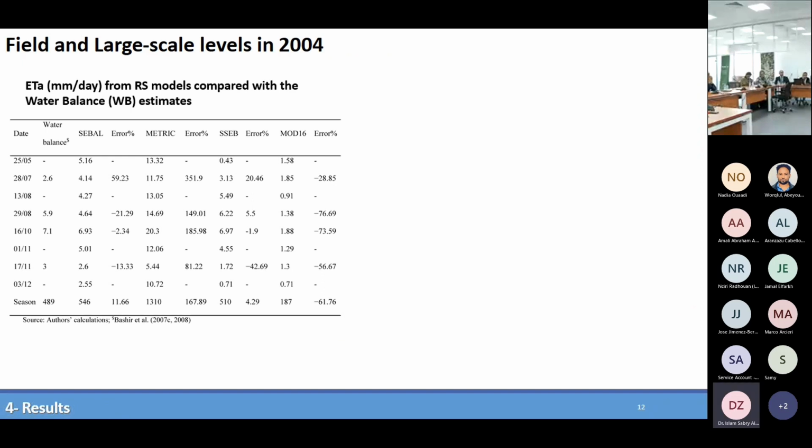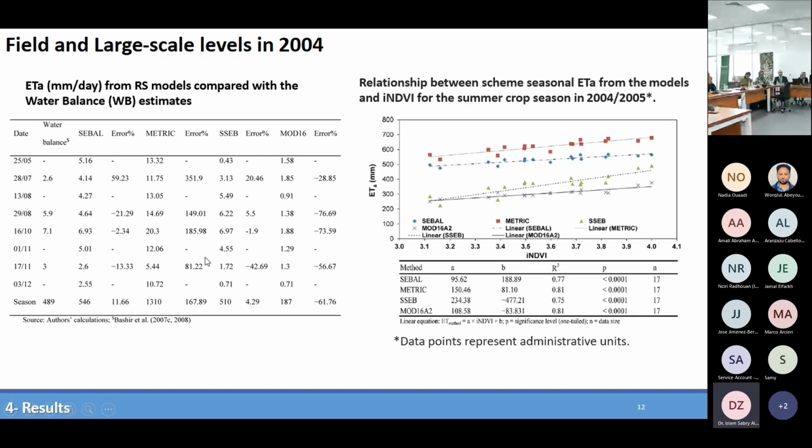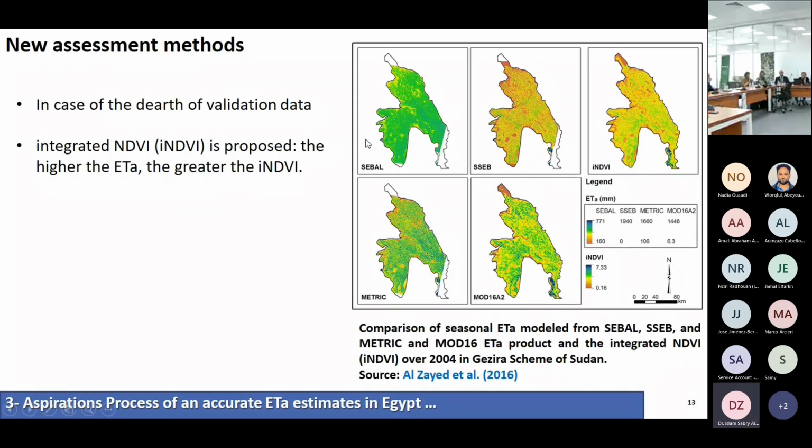As a result, we have compared with the field data and accordingly for the entire scheme for the crop season 2004. And the result was actually very promising for some of the models and not promising for others. As you can see, for the distribution and the comparison with the integrated NDVI on a seasonal basis, it is considered a new assessment method to be compared.